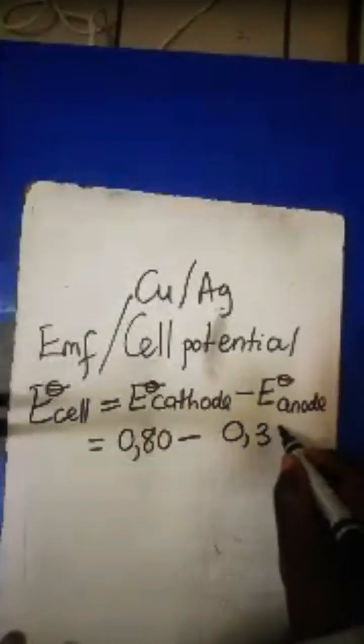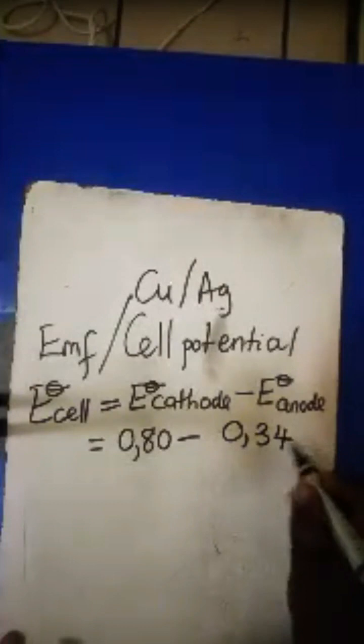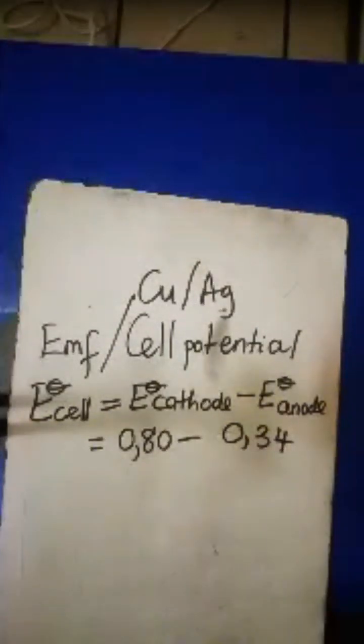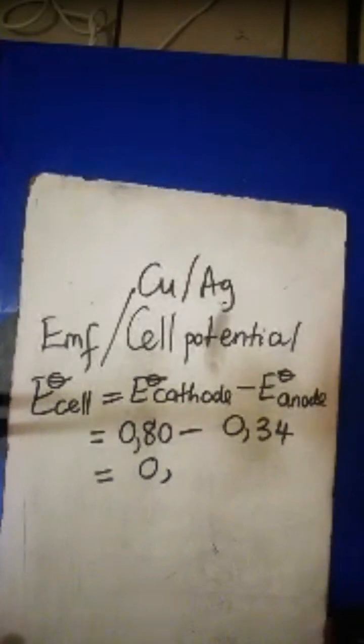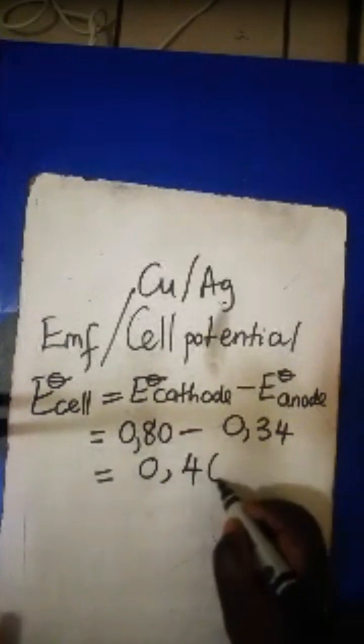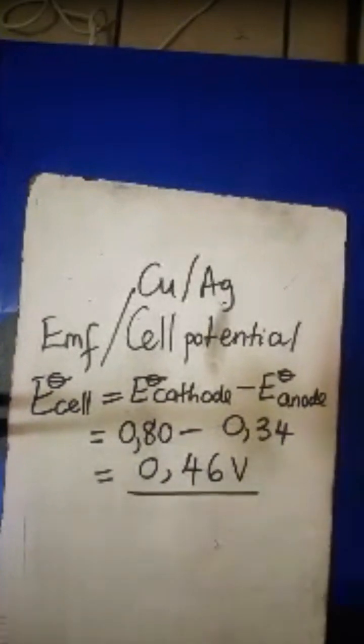Minus the one for copper, remember I told you, please use 0.34 for copper. You take your calculator. 0.8 minus 0.34. What answer are you getting? Are you getting 0.46 V? Thank you. Yes, ma'am.